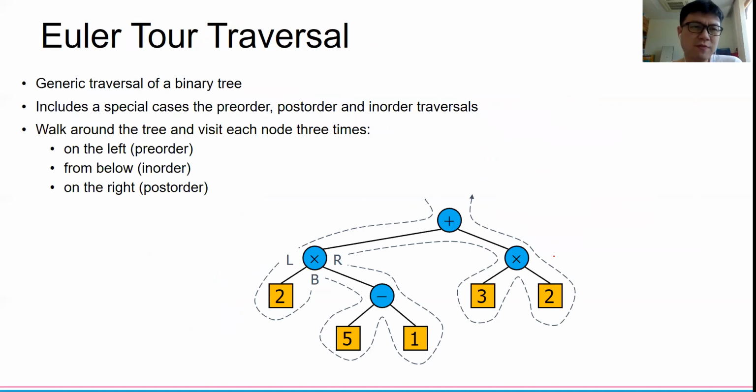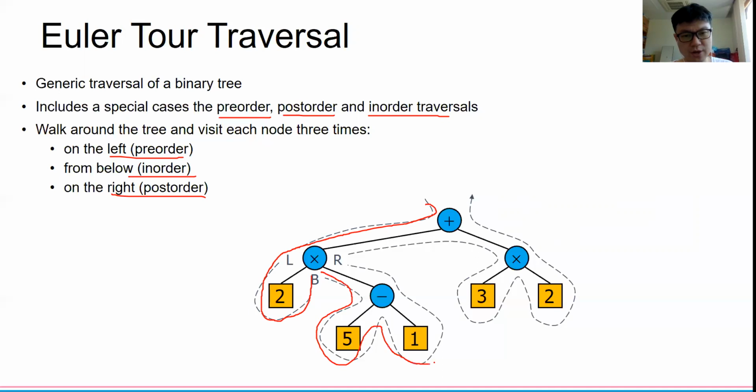There's also another kind of traversal, we call it Euler tour. This Euler tour is a generic traversal of a binary tree, and it includes special cases of pre-order, post-order, and in-order. It should walk around the tree and visit each node 3 times. On the left it is pre-order, from below it is in-order, and on the right it is post-order. So just go here, and then we want to check left, and after we check this one, we will go to the below, to the upper side, and then we will go to the right one.